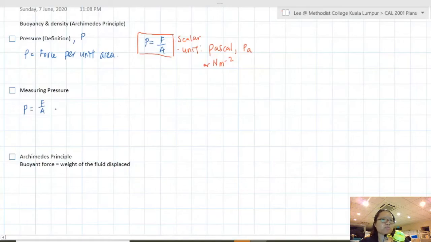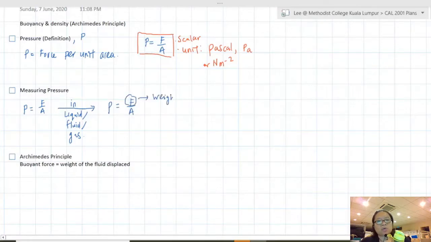Okay, so when we measure pressure, you think that there are a few equations. Actually, it's the same equation. Now, when we want to look at liquid, fluid, or gas, we will use the force, which is the weight of the fluid. A lot of times the force here is weight, so we'll take mg over A.